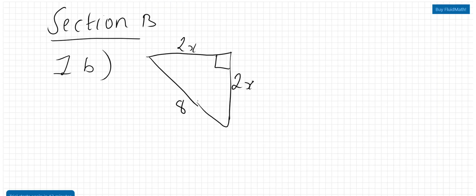Hi, this session is on right angled triangles test questions. So we'll be covering a few questions that were on your test. The first question we'll be doing is from section B and question 1B.